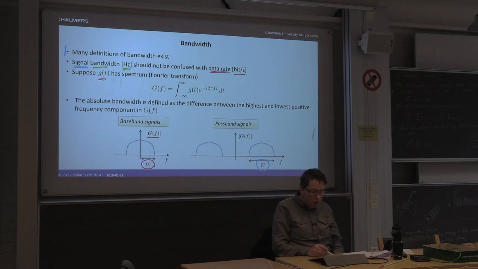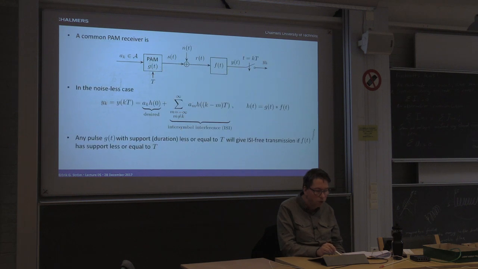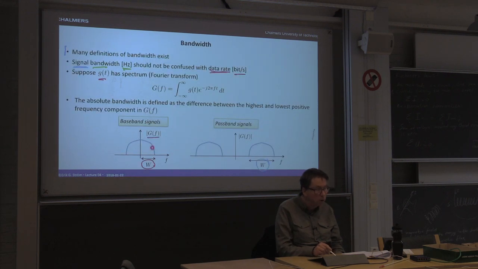Now we have a notion of bandwidth, and what we would like to do is to choose a pulse G. We would like to choose this pulse G to have a compact spectrum. And the reason for that is that then we can transmit another channel to the right of it, and another channel, and so forth. Looking a little bit ahead.